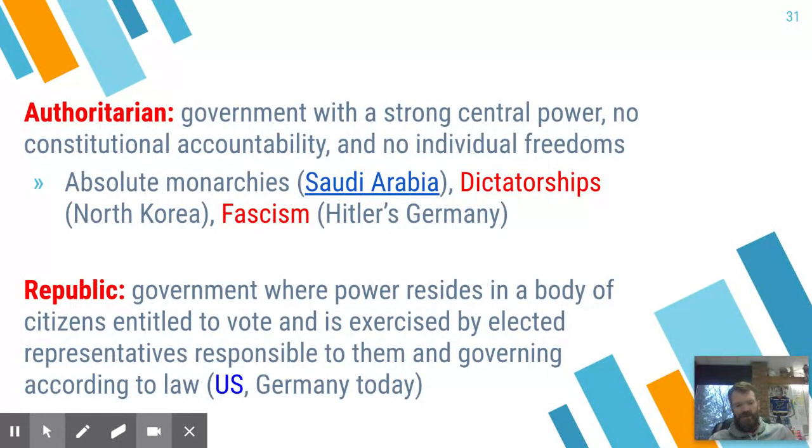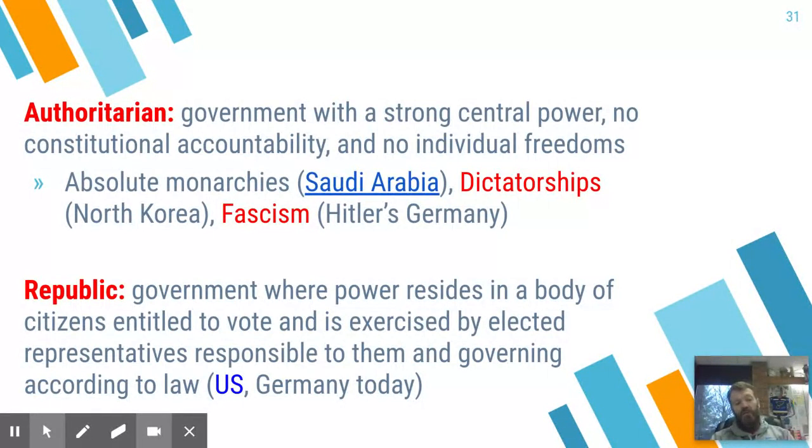Dictatorships like North Korea, like Kim Jong-un, he runs the country, and if you don't like what he does, he kills you. Okay, that's an exaggeration, maybe. That's an authoritarian government, a dictator. Fascism, Hitler was that way. You guys know all about the Nazis and the Holocaust. The reason the Holocaust can happen is because of fascism, because somebody has total control.